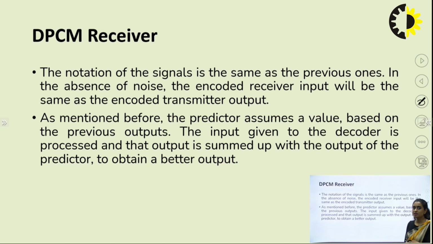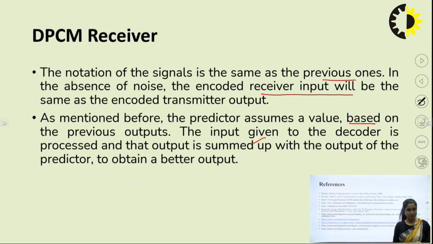The notation of the signal is the same as that of the previous ones as discussed. In the absence of noise, the encoded receiver input will be the same as the encoded transmitter output, and as mentioned before, the predictor here assumes a value which is based on the previous outputs, that is, it uses a prediction. The input given to the decoder is processed, and that output is summed up with the output of the predictor to obtain a better output, right?